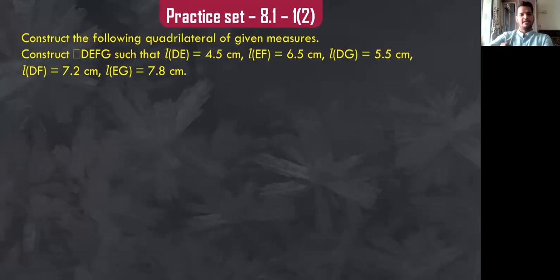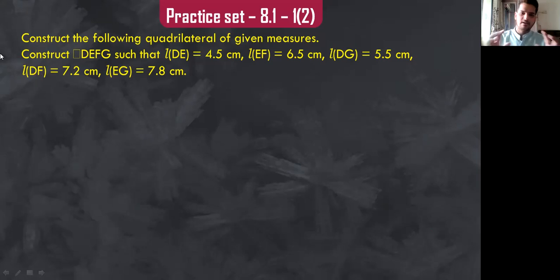So now we go ahead with the next question on module number 3. We are on practice set 8.1, question number 1, sub question number 2. Construct the following quadrilateral of the given measures. So again, we have to construct a quadrilateral with the information given below. Construct quadrilateral DEFG such that length of DE is 4.5 centimeters, length of EF is 6.5 centimeters, length of DG is 5.5 centimeters, length of DF is 7.2 centimeters, and length of EG is 7.8 centimeters.